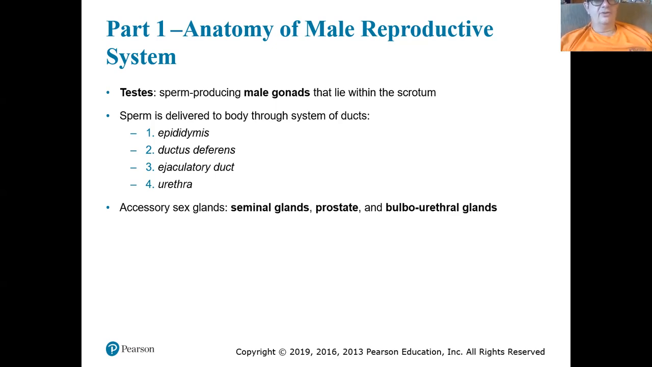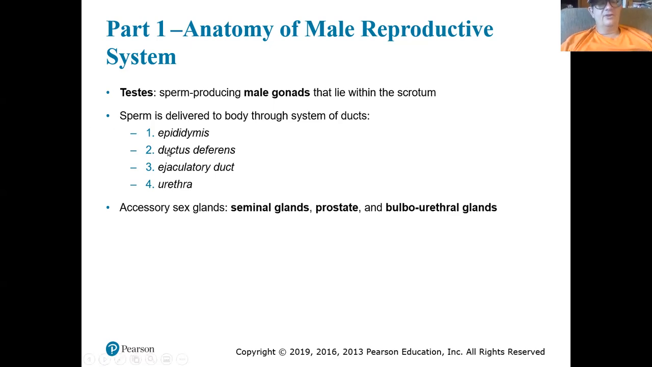So sperm is delivered to the body through a series of ducts. The epididymis, this is where sperm grow up. Sperm actually leave the testes immature, unable to swim, and they pass through the epididymis from the head to the tail. It takes them about 20 days. During that time, they mature, they become competent, know how to swim. And the tail of the epididymis is where we store the sperm that we are going to use in reproduction.